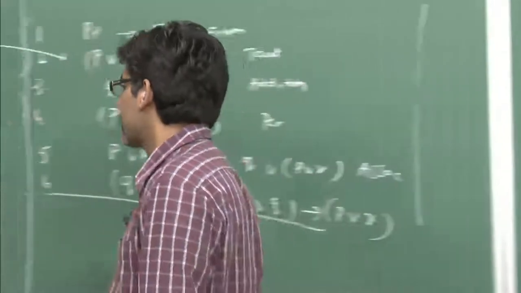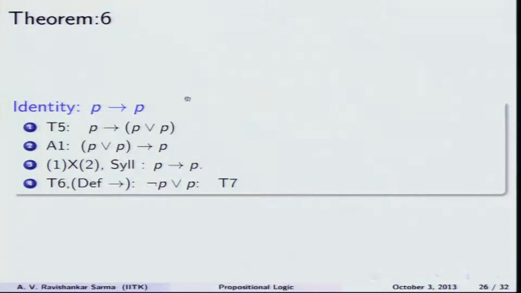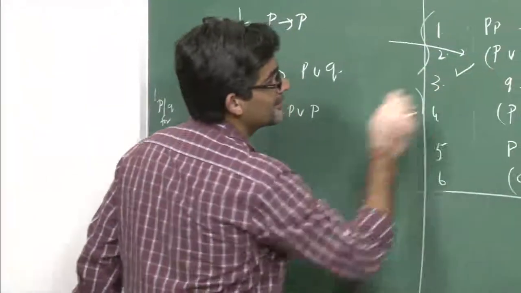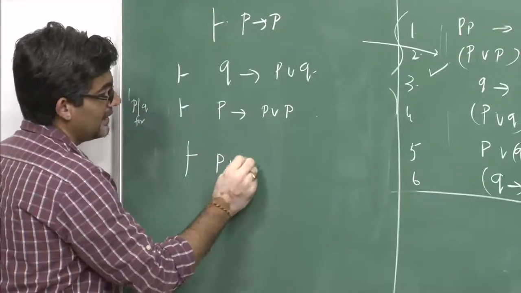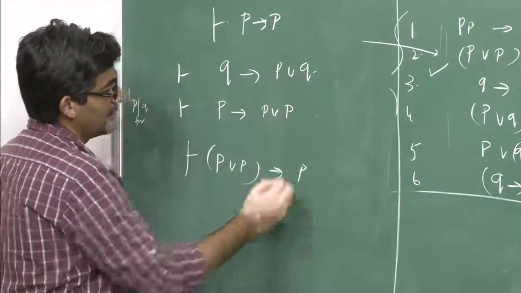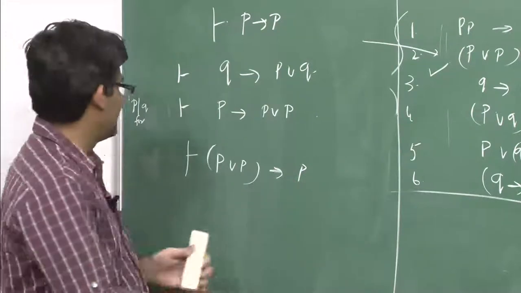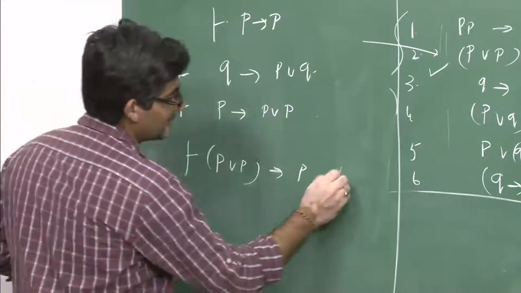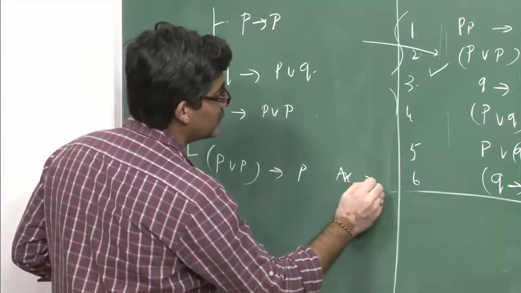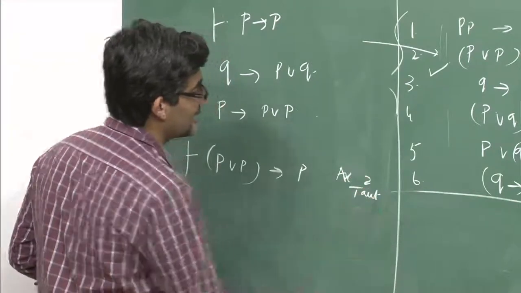Now the second thing is this. We know that one of the axioms states that P R P implies P. We know that this is obviously considered to be a theorem, and it is an axiom. So that is axiom number 2, which is the tautology axiom.